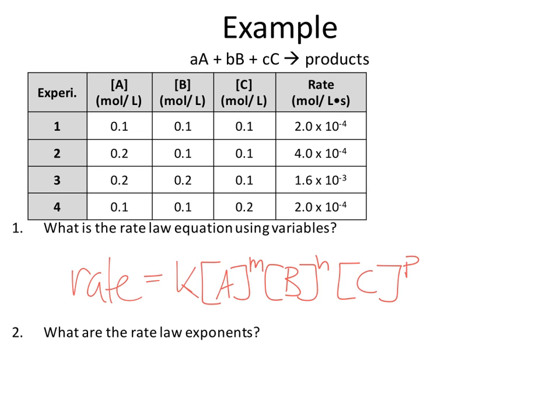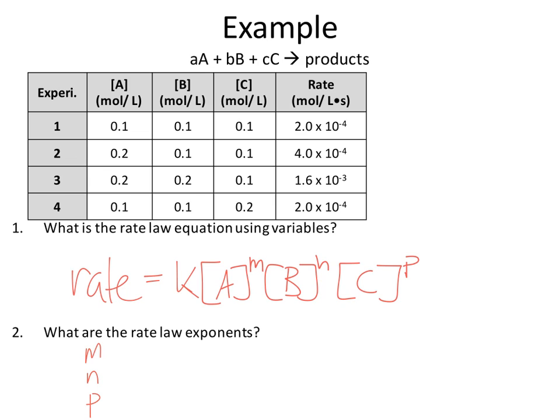Again, the rate is equal to some constant multiplied by the initial concentrations of each of the reactants raised to some kind of power. Now, what are the exponents for our rate law? We have three exponents here: the exponent for A, the exponent for the concentration of B, and the exponent for the concentration of C.